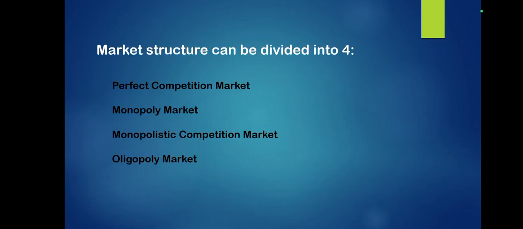Hello everyone. Today we're gonna talk about the market structure that can be divided into four. Firstly, we have perfect competition market. Second, monopoly market. Third will be monopolistic competition market, and the last, number fourth, will be oligopoly market.